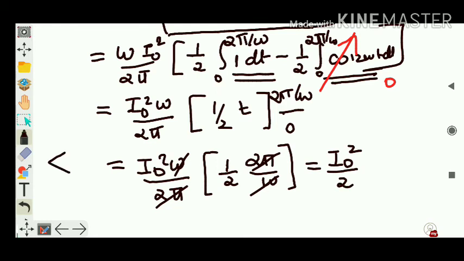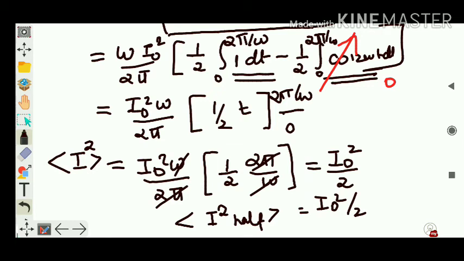So the average of the square of an AC current is I naught squared by 2. Similarly, if you find it for half cycle, that is the average of I squared over half cycle, you'll also find it as I naught squared by 2. Try it by yourself. I will not do it, guys. I will just give you a clue: initially it was 0 to 2 pi by omega, now you have to replace it with pi by omega. In place of 2 pi by omega, integration should be done from 0 to pi by omega for half cycle.